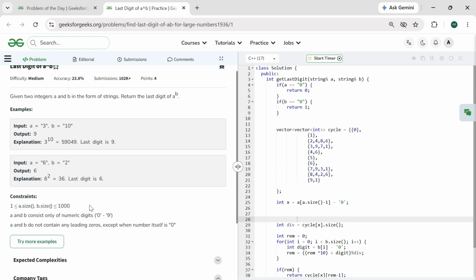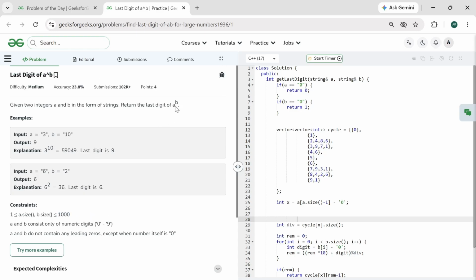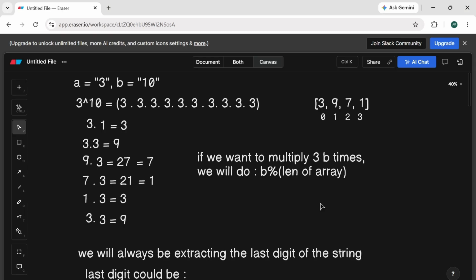So it is obvious that we cannot run a for loop in which we write the logic for a raised to b, because that is not going to work. So what we can do instead? Here I'll explain one thing: this question is logical, and you should be good at mathematics and modulus operations, then you can easily solve this problem.